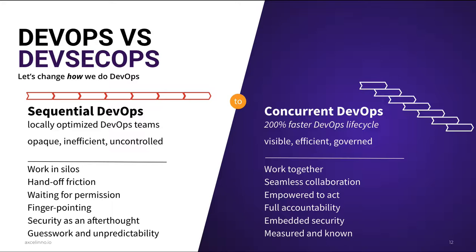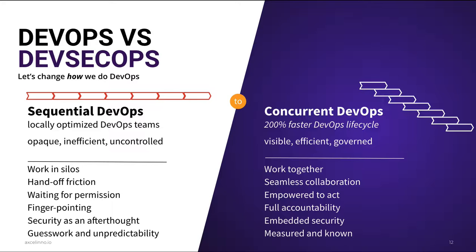And then again, you still get security as an afterthought, and then there's still obviously going to be some guesswork and unpredictability. What we really want to do is move into a faster DevOps lifecycle where it's very much visible, efficient, and governed. That's the security piece and the audit and compliance piece, where all these groups are working together in a seamless fashion. Everybody's empowered to act because everybody's thinking about security.